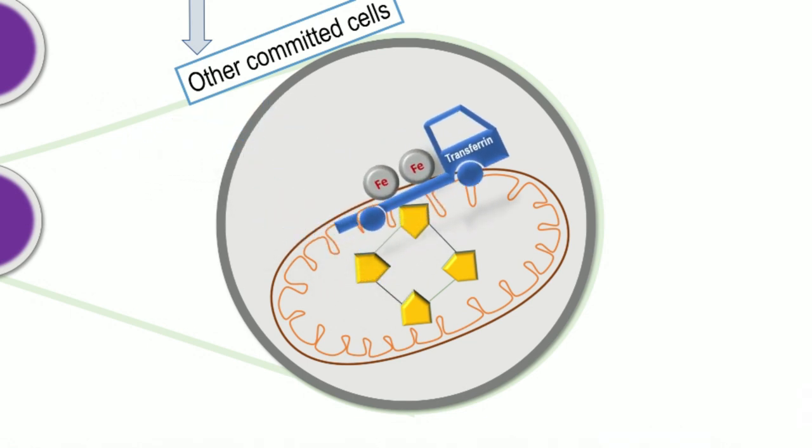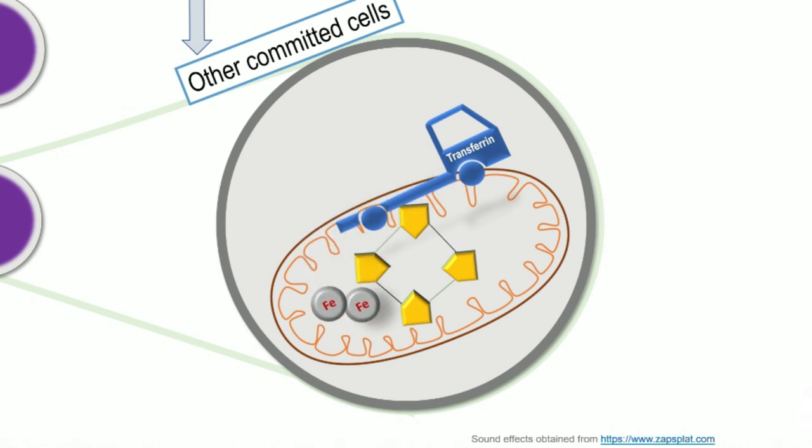There are some special trucks which transport the iron, and they are unloaded, and this iron is then incorporated into the center of the protoporphyrin ring. These special trucks which transport the ferrous are called transferrin. Transferrin are simply proteins, ferrous transporting proteins.